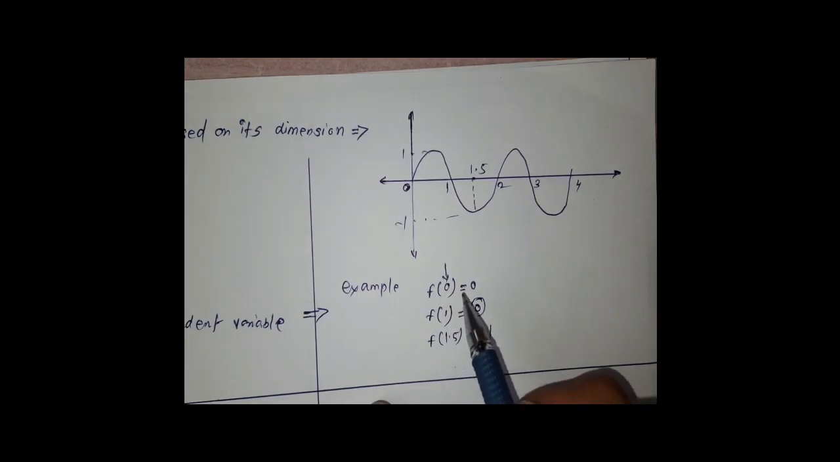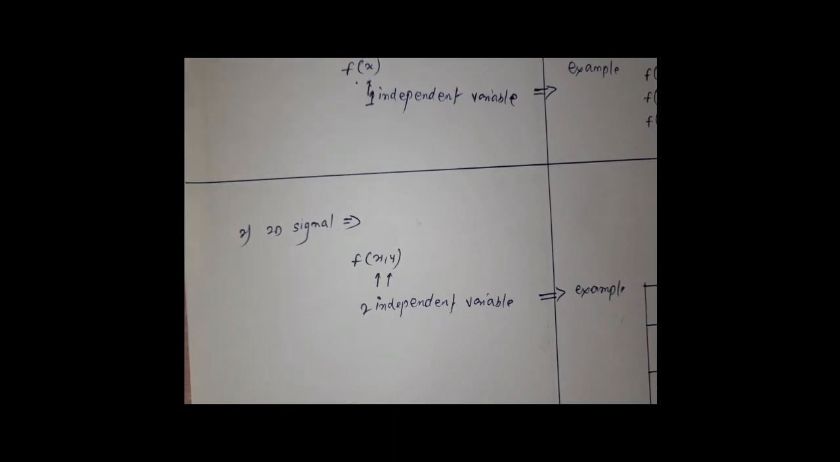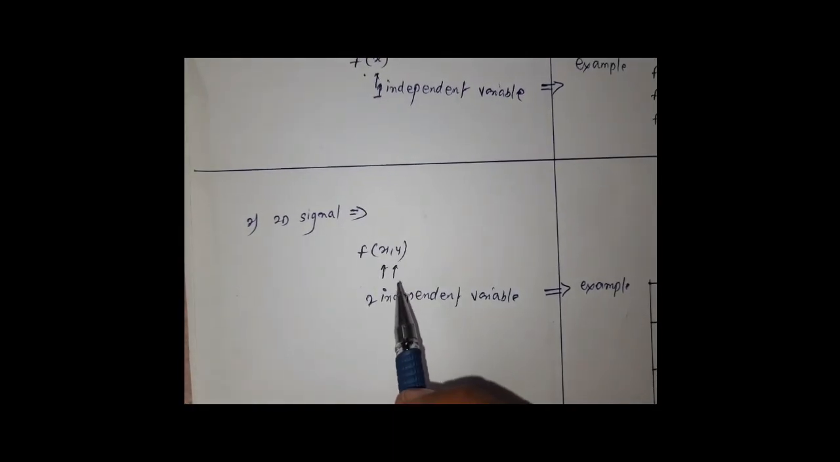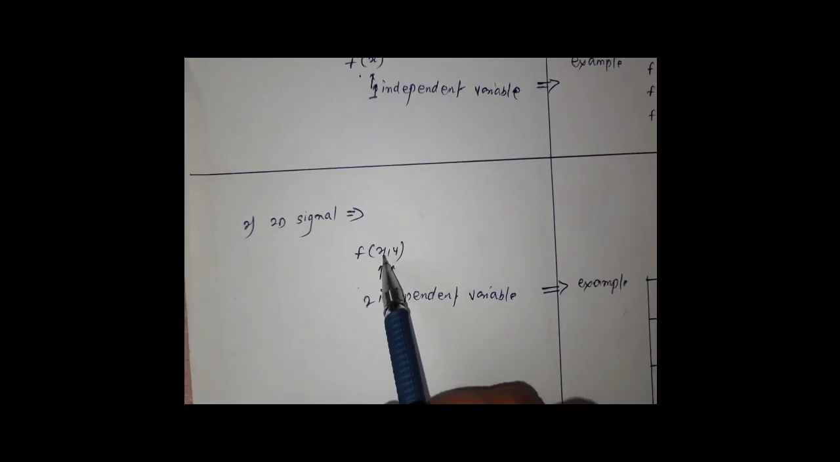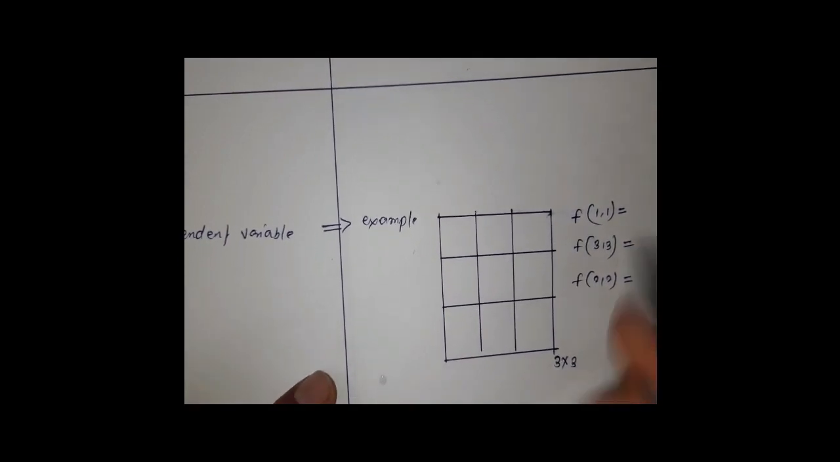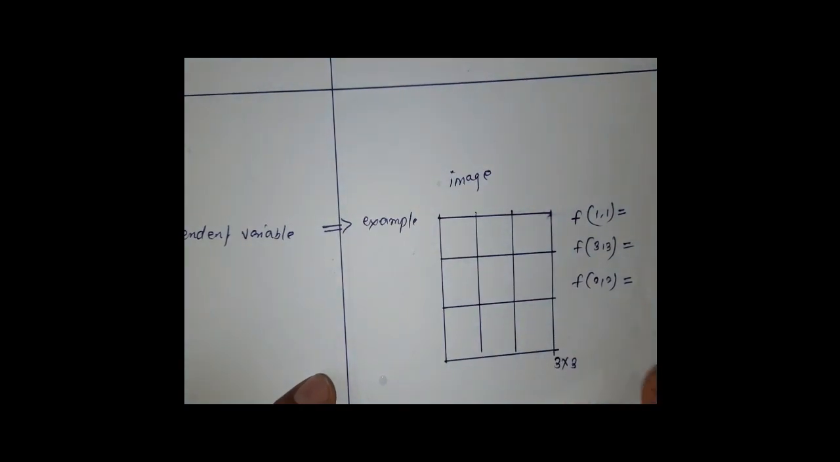So in a sine wave, in a cosine wave, we are having time as a dimension. Now we are having the second type of signal, that is 2D signal. A 2D signal we can represent with the help of the 2D function f(x,y). There are two independent variables x and y, and these two are the spatial coordinates. An example of a 2D signal is nothing but an image. Image we can consider as an example of a 2D signal.